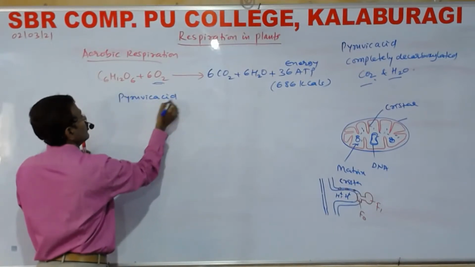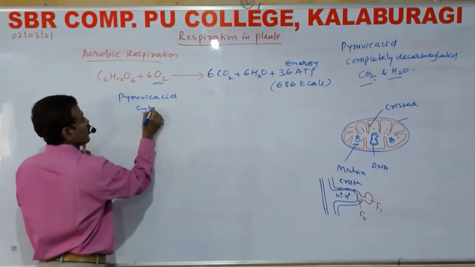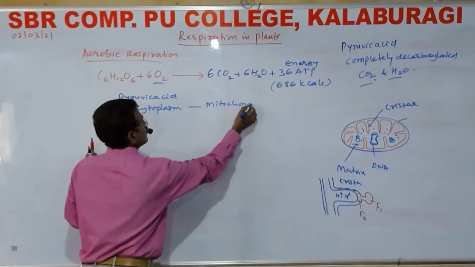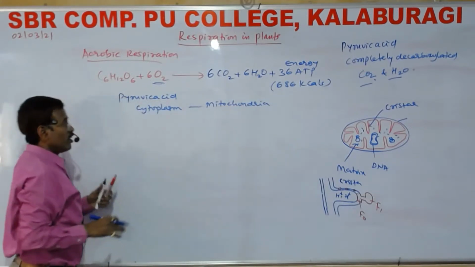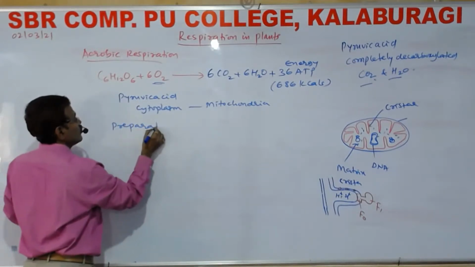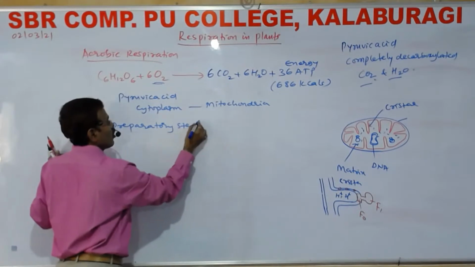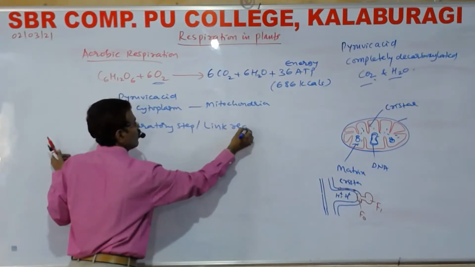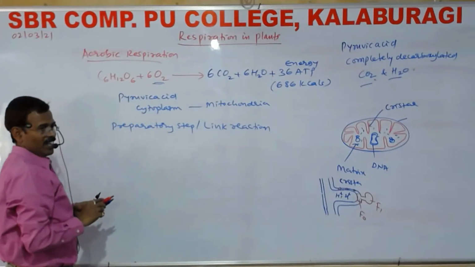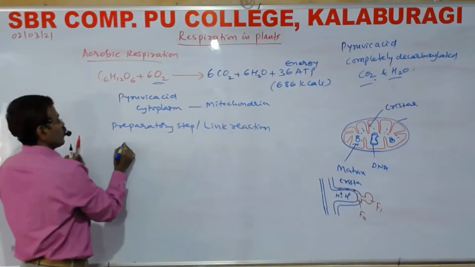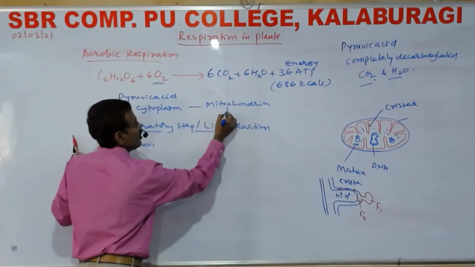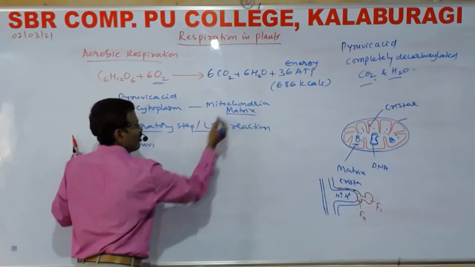Okay, so pyruvic acid is transported from cytoplasm to mitochondria. This pyruvic acid first will undergo preparatory step. Preparatory step or link reaction. We will come to know what is link reaction. Okay, it undergoes preparatory step for link reaction. This preparatory step occurs in the mitochondrial matrix.